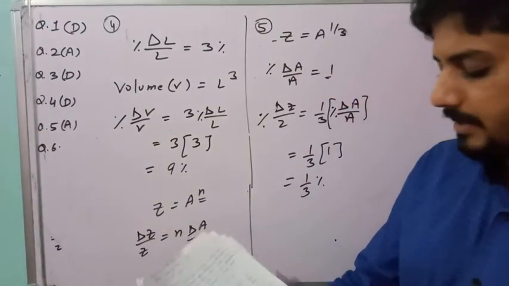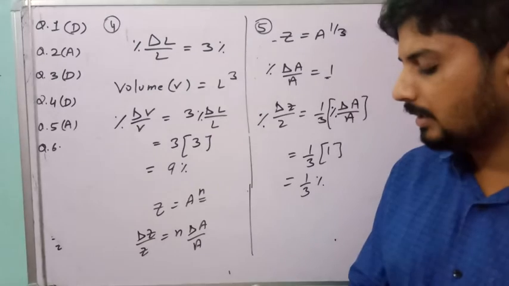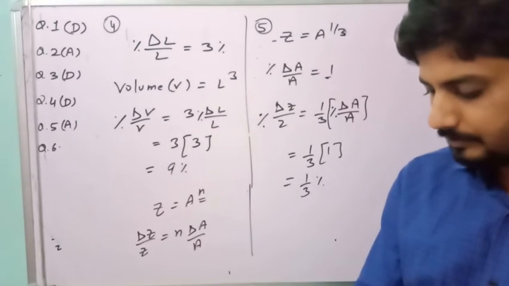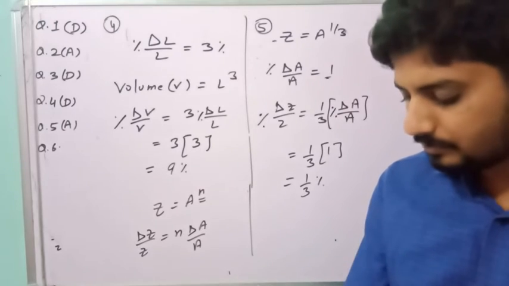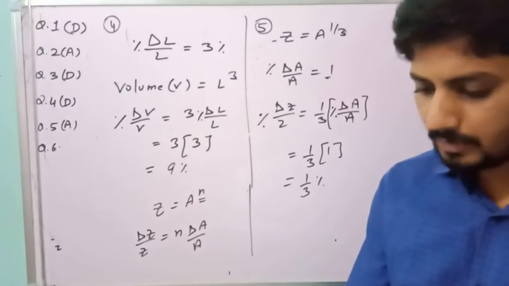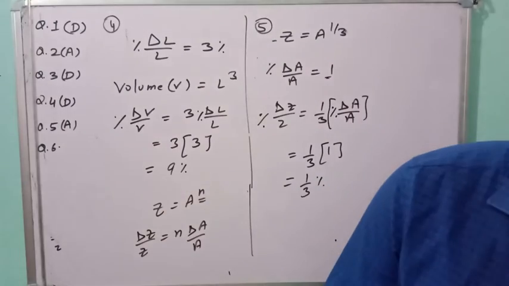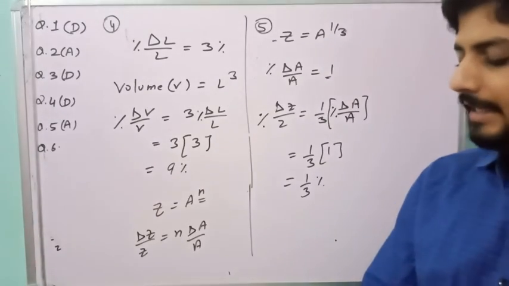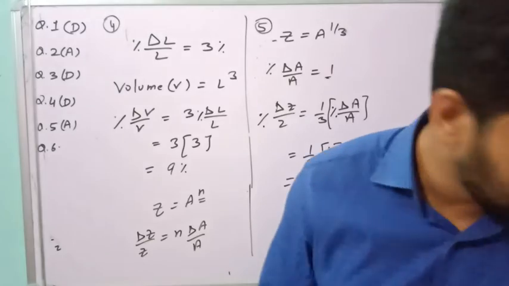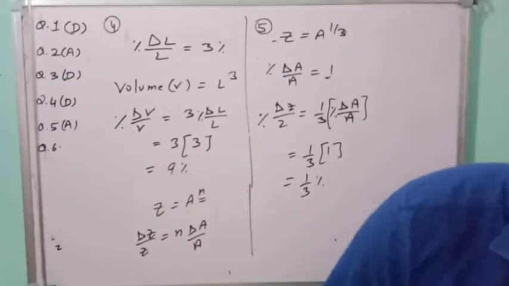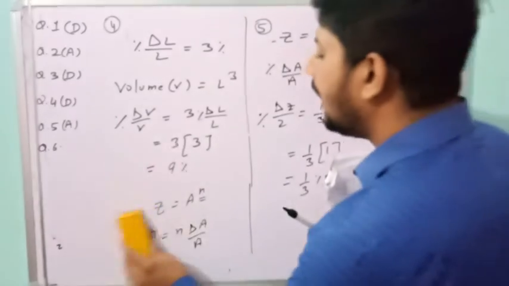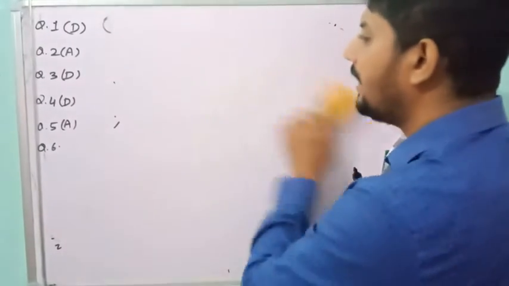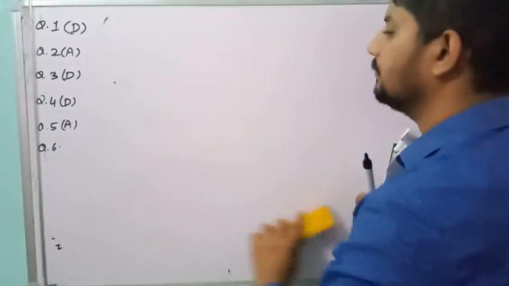Question number 6. Z is given as AB square, and the percentage error in A is given to you, and B is given to you. You have to find the percentage error in Z. So all the problems are more or less the same type. One formula we are using in each and every problem.